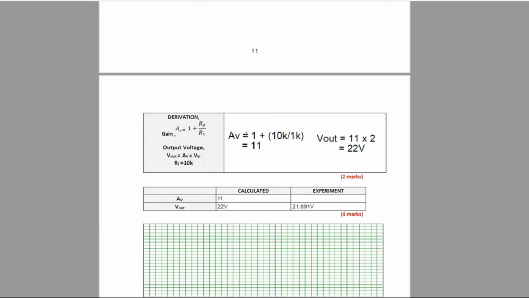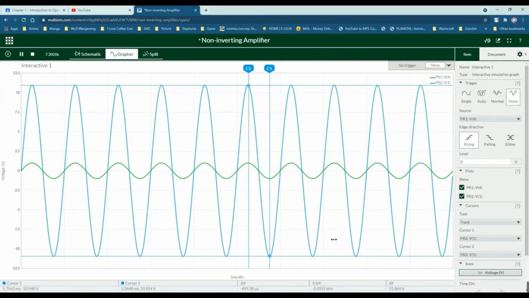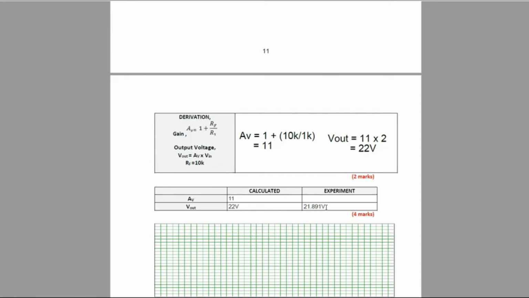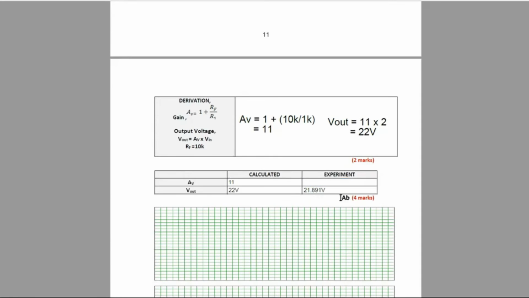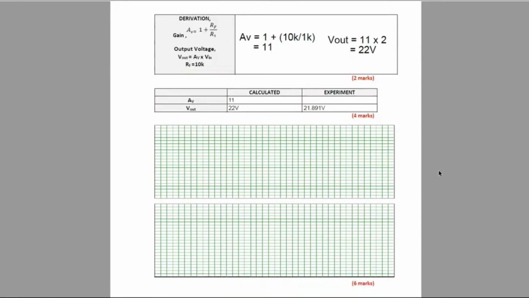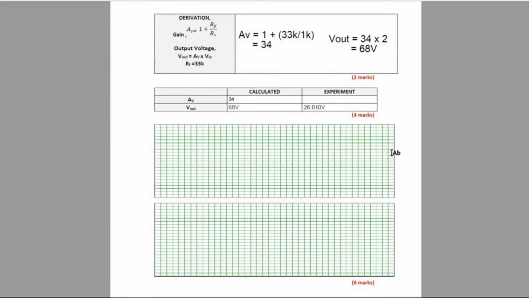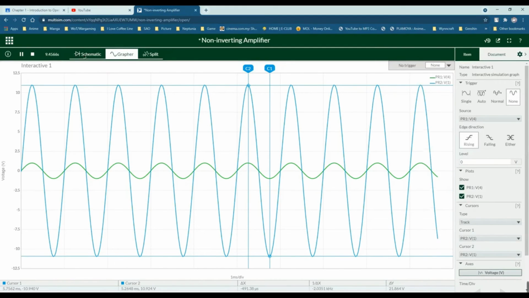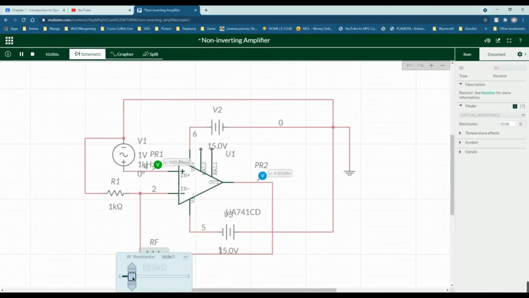From the theoretical calculation, if the gain is 11, the Vout is 22. The waveform we get from the experiment is 21.864. This is the value that I get from the experiment, so it's almost similar to 22 and we can accept this. Next we change RF to 33 kilo ohm.